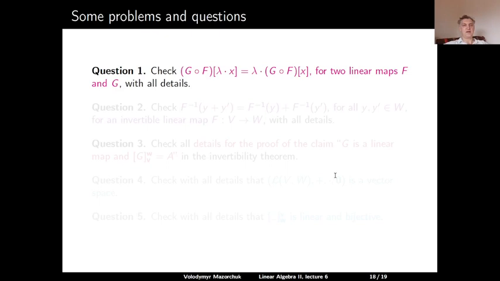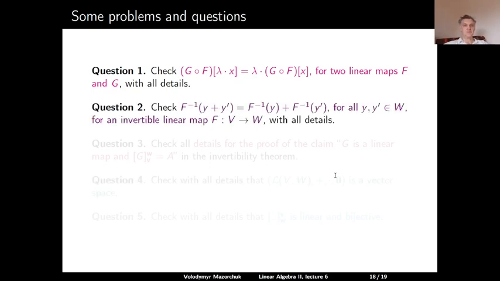Question 1. Check the axiom that the value of the composition of G and F at lambda.x is equal to lambda times the value of the composition of G and F at x for any two composable linear maps F and G. So check this with all details. Question 2. Check that if you have an invertible linear map F, then F inverse applied to y plus y prime is equal to F inverse of y plus F inverse of y prime. So check this with all details.